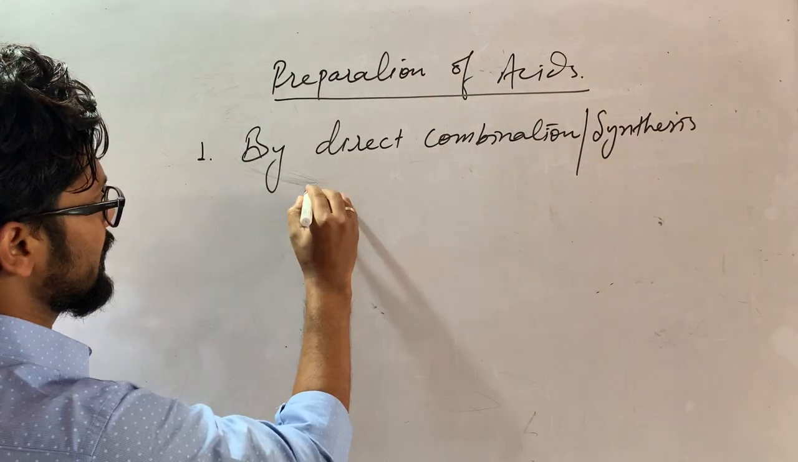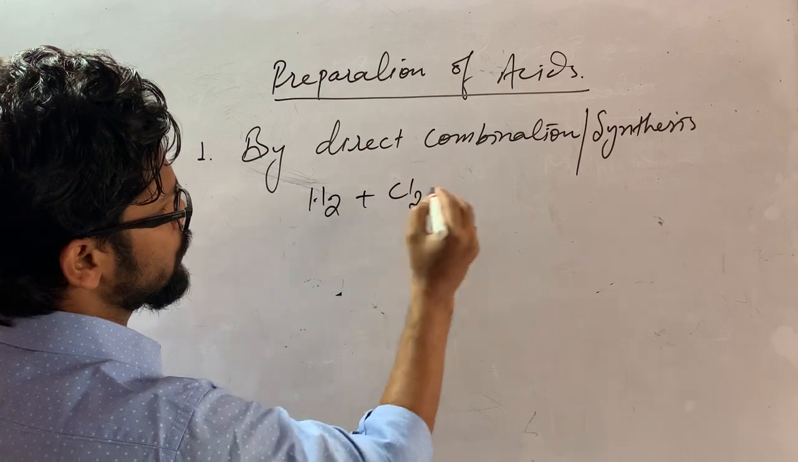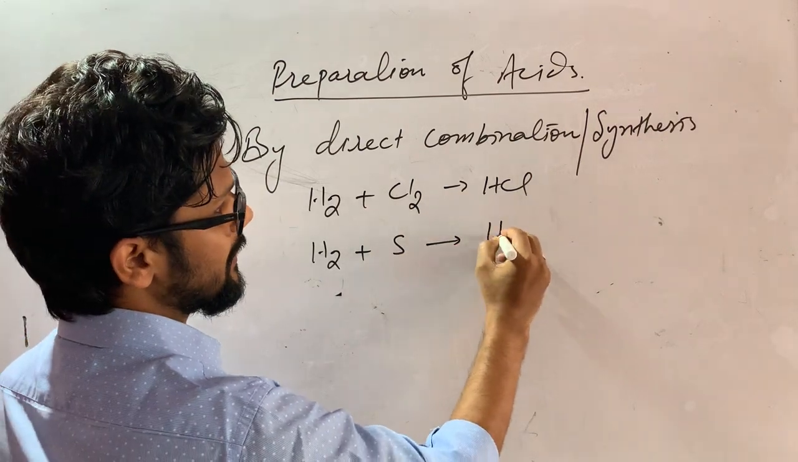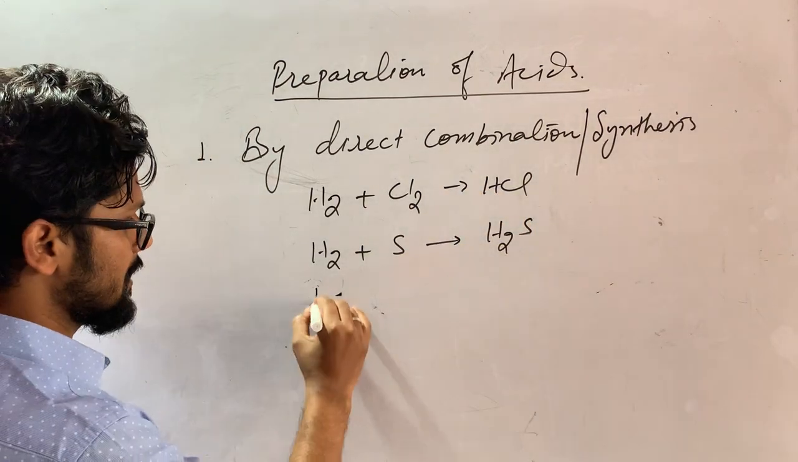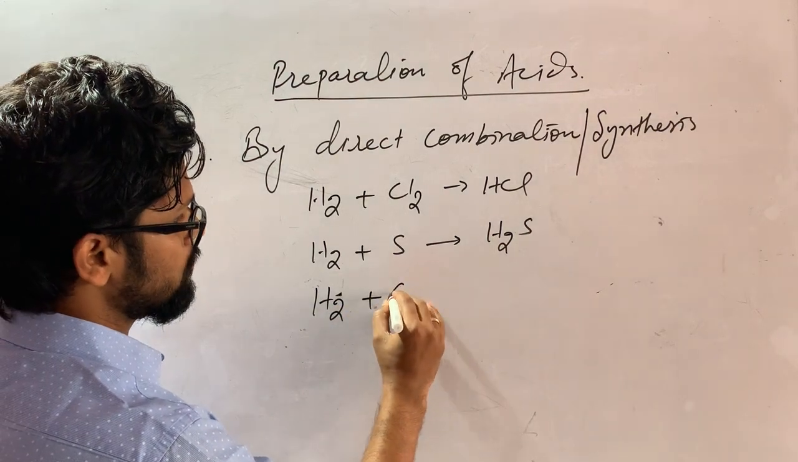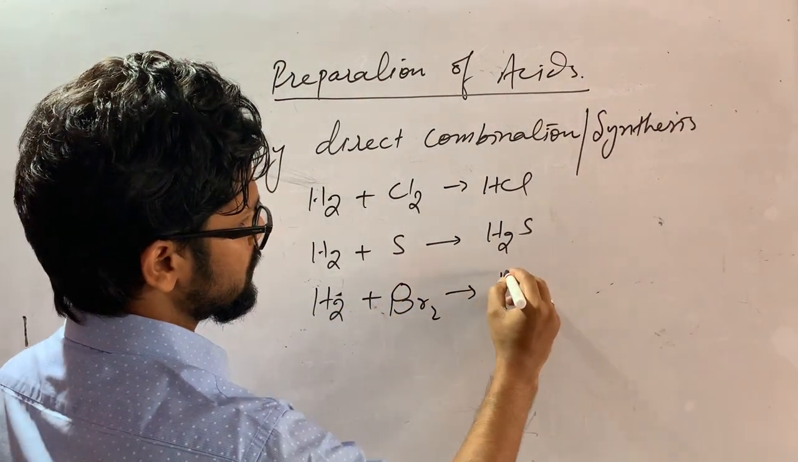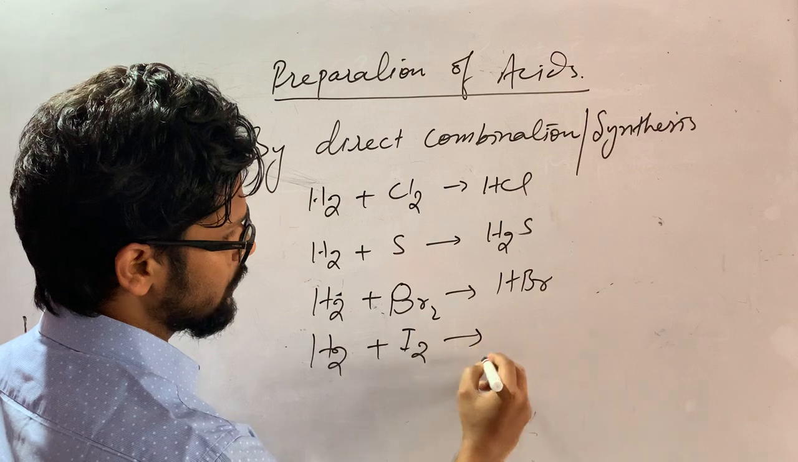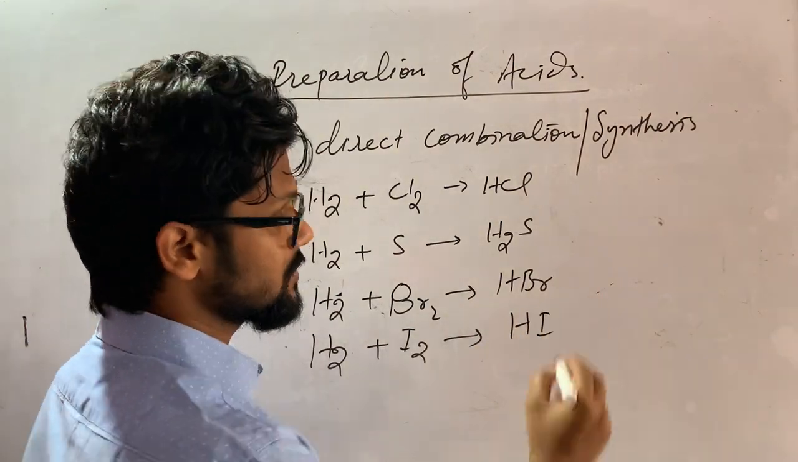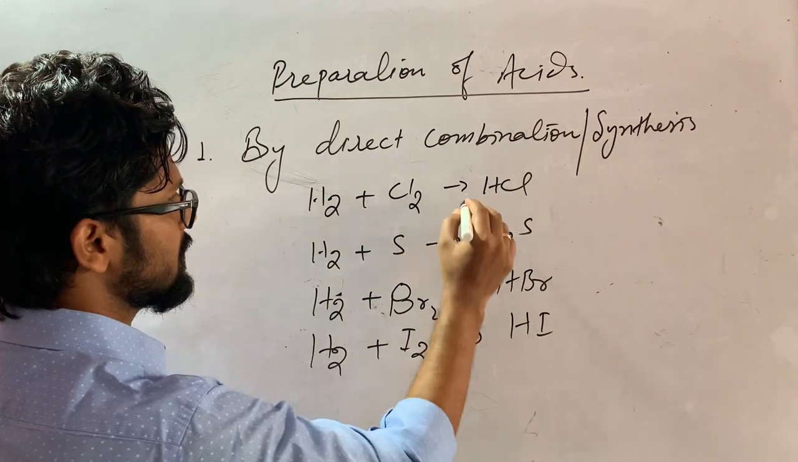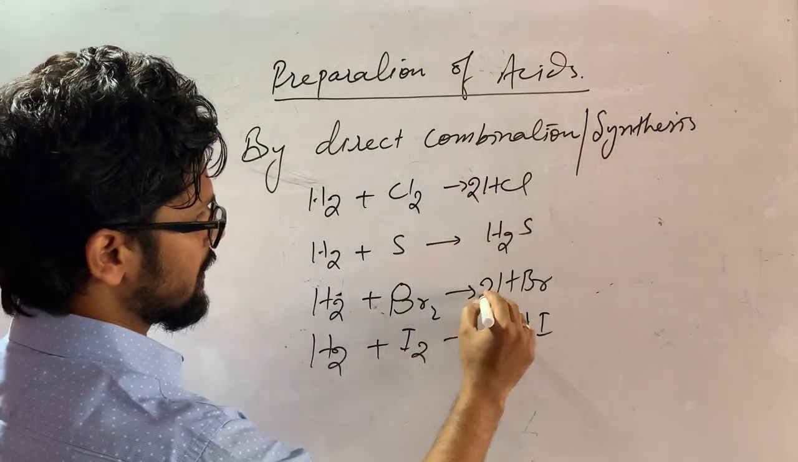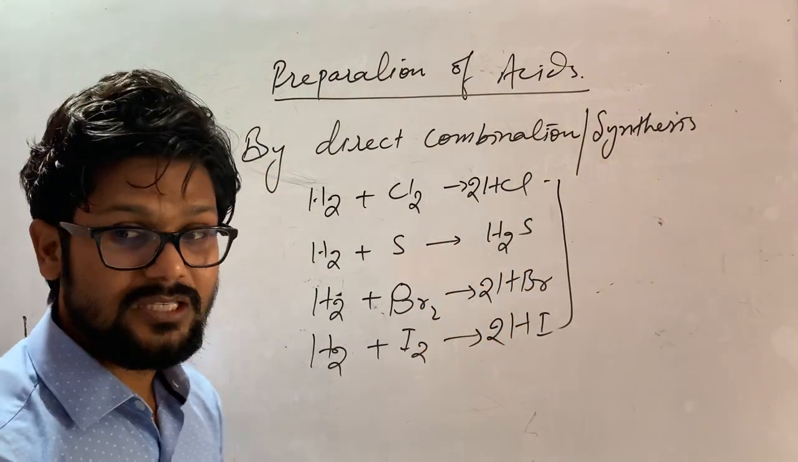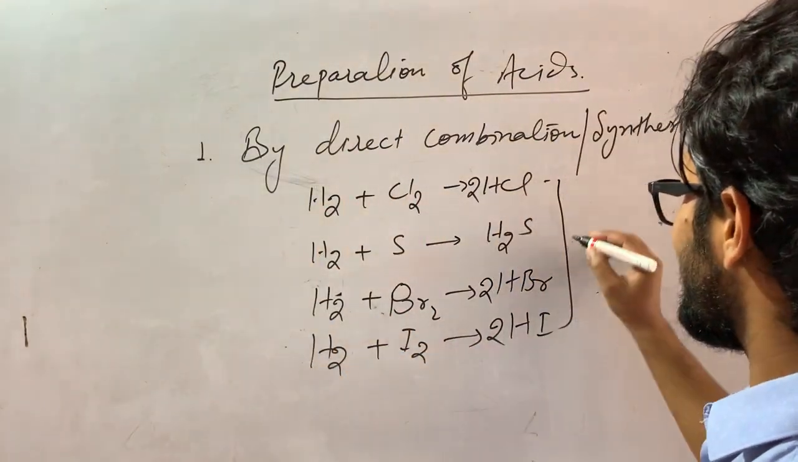For example, when H2 reacts with Cl2, it gives HCl. Similarly, when H2 reacts with sulfur, it gives hydrogen sulfide, H2S, or H2 reacts with Br2, bromine, it gives HBr. More examples: when H2 reacts with iodine, I2, it gives hydrogen iodide. Now balance it: multiply by 2 here, it is already balanced, and multiply by 2 here. So by this method, you can only prepare hydric acid.